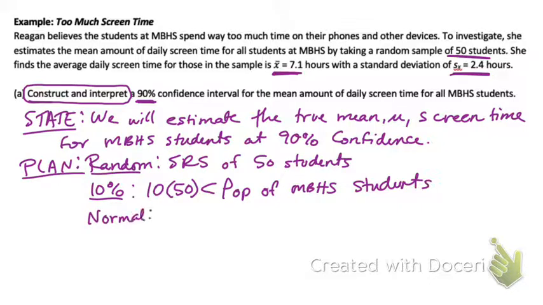All right, now our normal condition. Again, we are not going to do large count because that is only for proportions. We are focusing on means. That has nothing to do with large count condition.